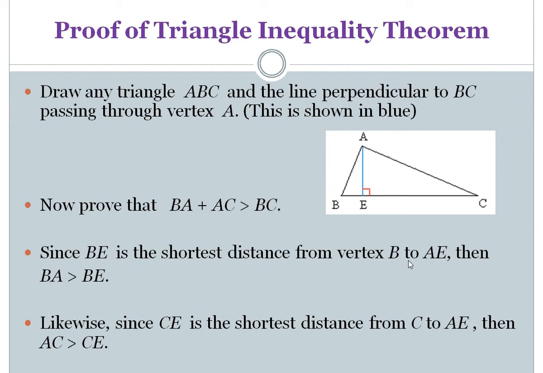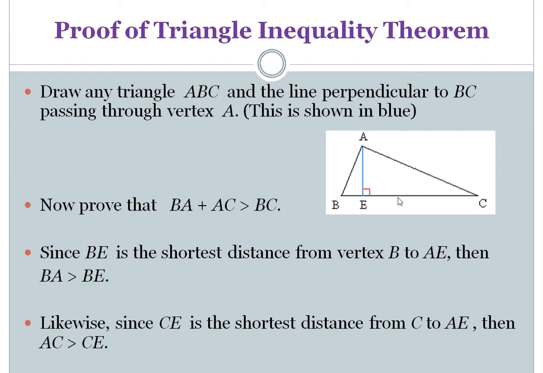For the proof of the triangle inequality theorem, we started with the triangle ABC, and the line perpendicular to BC passing through A is labeled as this blue line segment A to E. Now we must prove that the side BA plus the side AC will be greater than the side BC. Since BE is the shortest distance from the vertex B to the line segment AE, we know that the side BA is longer than the side BE.